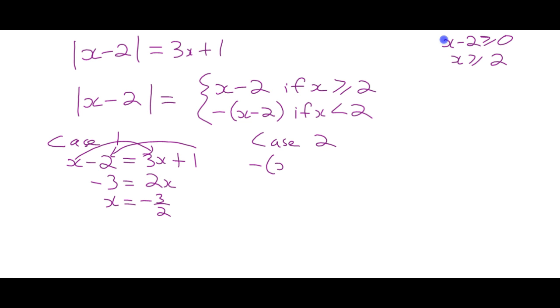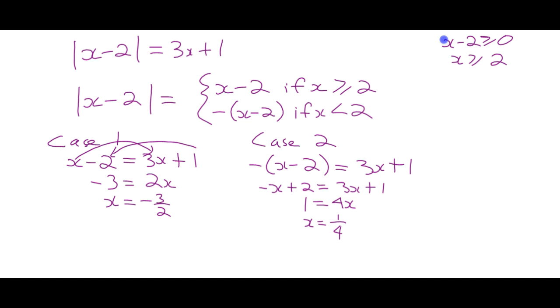What's case 2? Case 2 says if you take the negative of the expression, you get 3x plus 1. I'm not going to do it both ways this time. So what are we going to do with that negative? Multiply the negative 3. So negative x plus 2 is equal to 3x plus 1. So I could go 1 is equal to 4x. So x is 1 over 4.